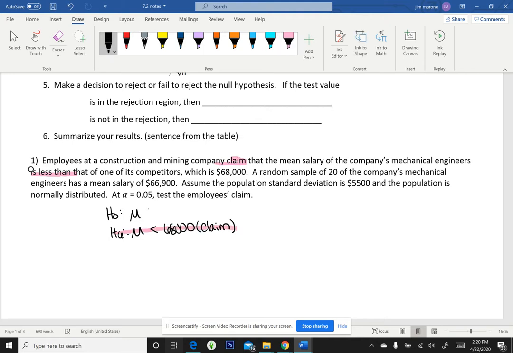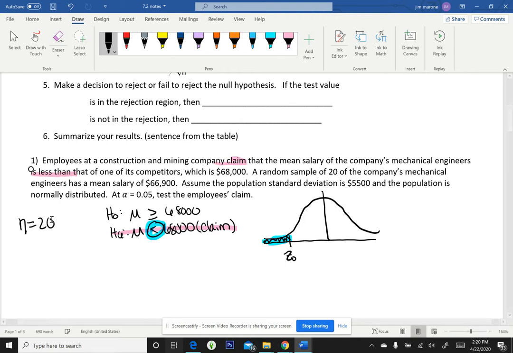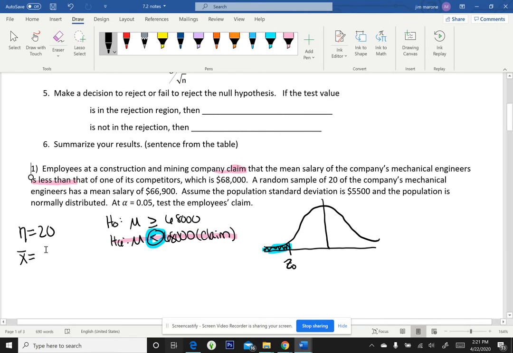So my null hypothesis is the opposite symbol with an equal sign. We know already that it's going to be a left-tail test, because it's less than, it's going to be a left-tail test. And we're going to find a critical value eventually. So a random sample of 20 of the company's mechanical engineers had a mean salary. So this sample has a mean salary of $66,000.